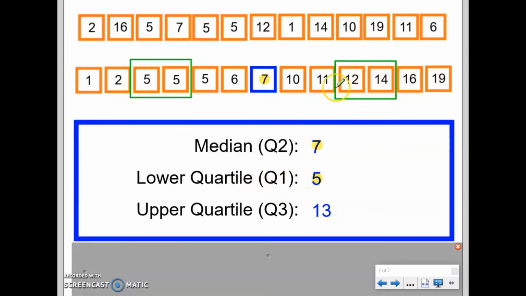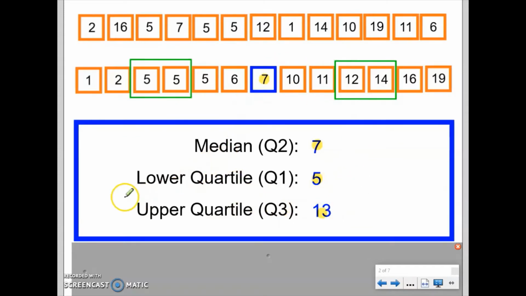I did the same for the upper quartile. I focused on these 6 numbers. I found the midpoint, and then I'm looking between 12 and 14. That gave me Q3, the upper quartile, being 13. So this is all my method.